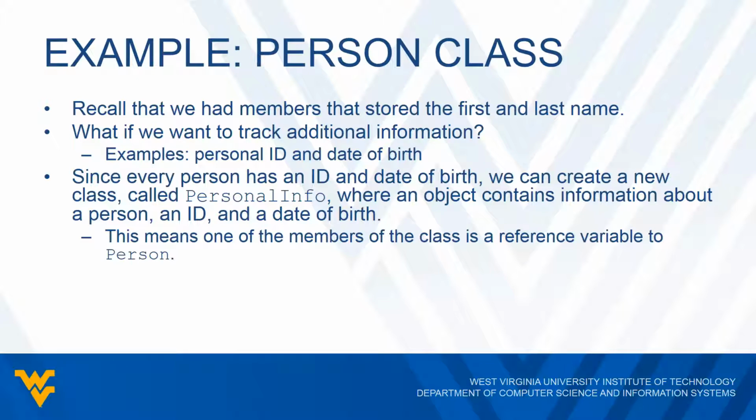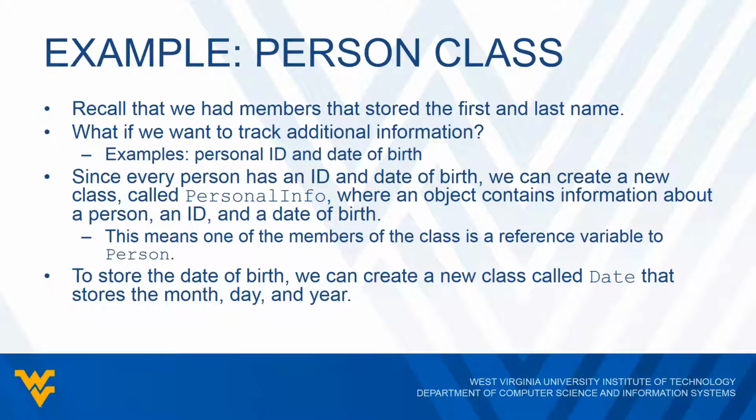So one of the members of this class would be a reference variable to the person class. We have one class that contains an object of the person class, so that object would contain the first and last name. If we wanted to store the date of birth, we can create another class, which in this case we'll call date, and that would store the month, day, and year of the birth date. Then we'd have a reference variable in our personal info class that contains the date. We can include some additional operations, such as setting and printing the date. And then we can have a third variable that contains the ID.